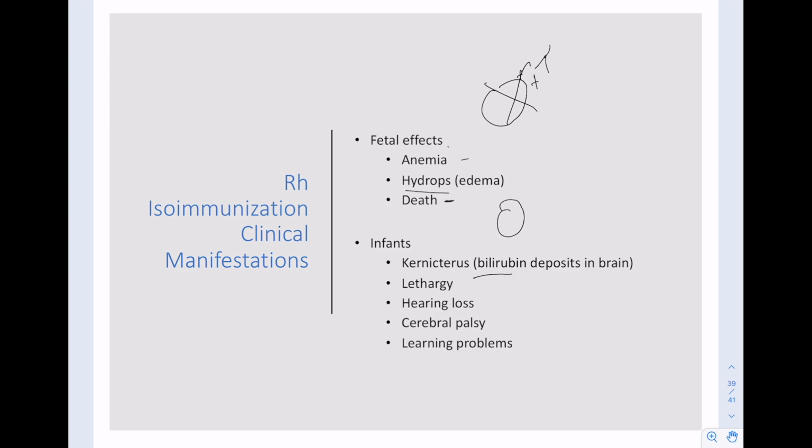And bilirubin is toxic, especially unconjugated bilirubin. Now, in the fetal tissues, this bilirubin can start accumulating in the brain, forming what we call kernicterus. This kernicterus causes damage to brain tissue, which can lead to all of these clinical manifestations: lethargy, loss of hearing if it took place near the cochlear nerve, cerebral palsy, learning problems, just from destruction of nervous tissue.